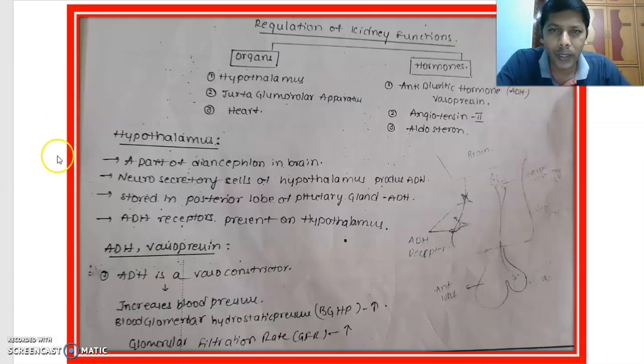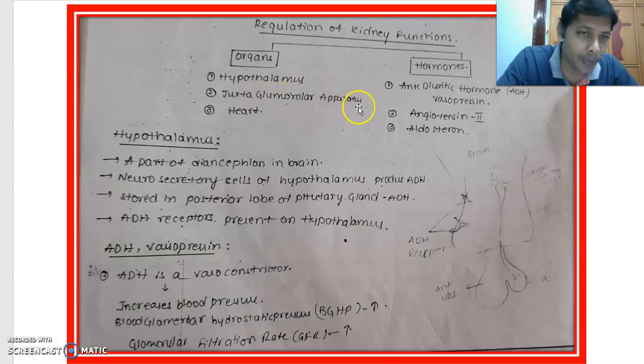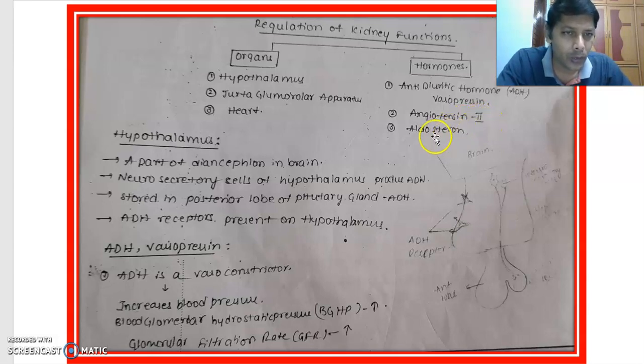In this part, we are going to learn about the juxtaglomerular apparatus, angiotensin 2, the aldosterone hormone, and the heart. We are going to talk about these parts in the regulation of kidney function, how they regulate the kidney function.